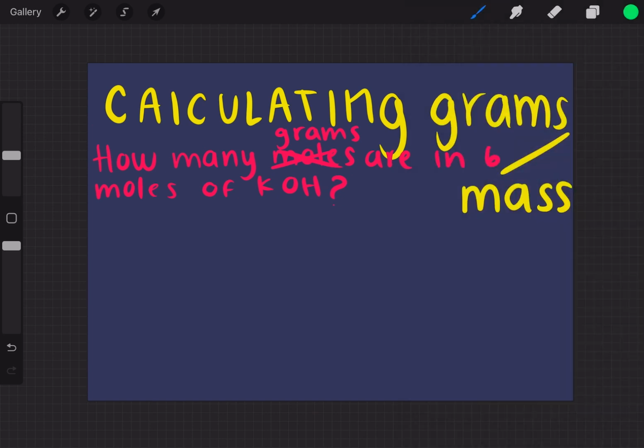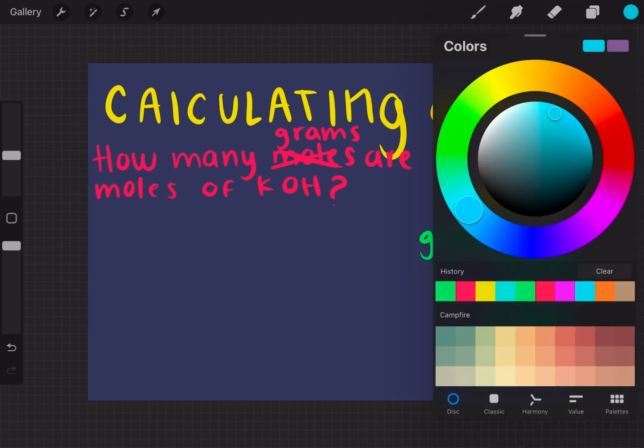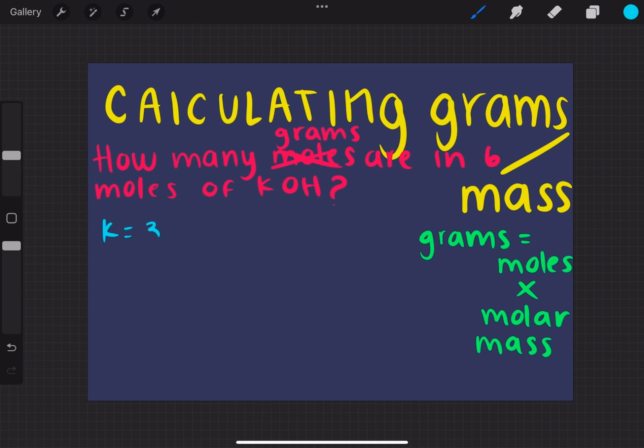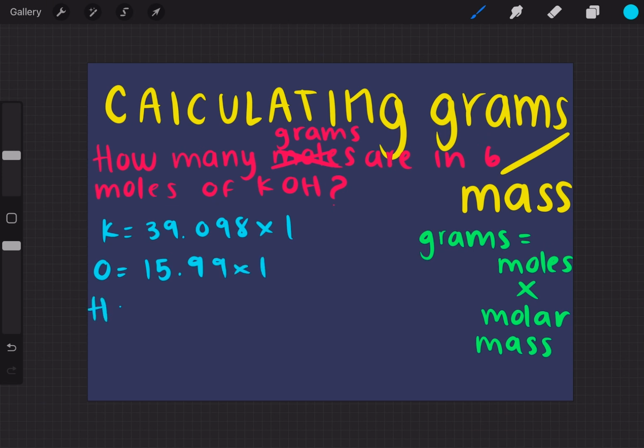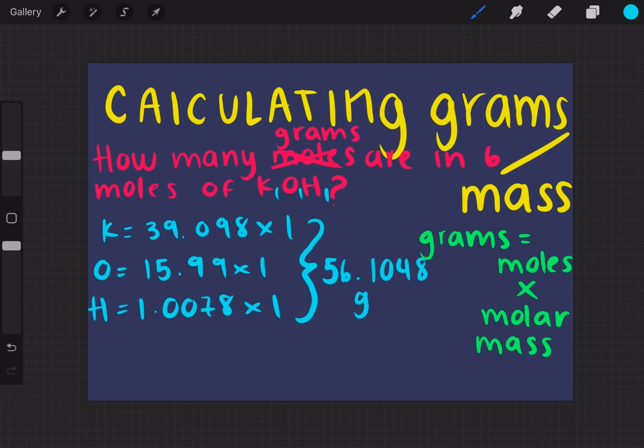Now let's calculate how many grams are in 6 moles of potassium hydroxide. Grams equals moles times molar mass. So first, we need to have the molar masses of each of these 3 elements. Potassium has an atomic number of 39.098. We have to multiply that by 1 because we only have 1 of potassium. Then, oxygen has an atomic number of 15.99. We have to also multiply that by 1. Hydrogen has an atomic number of 1.0078. We also have to multiply that by 1. If we add all of the grams per mole, that leaves us with 56.1048 grams per mole.